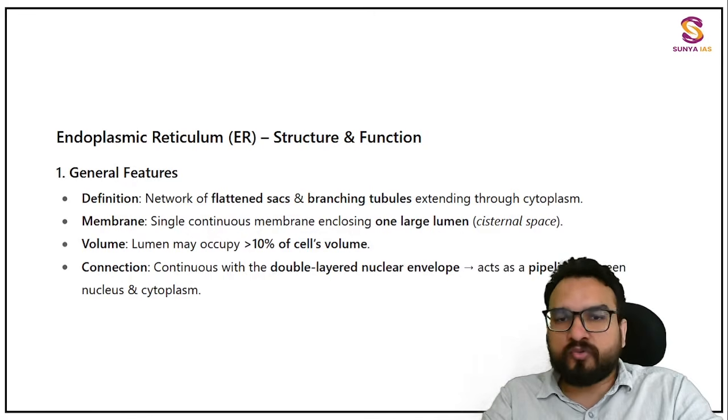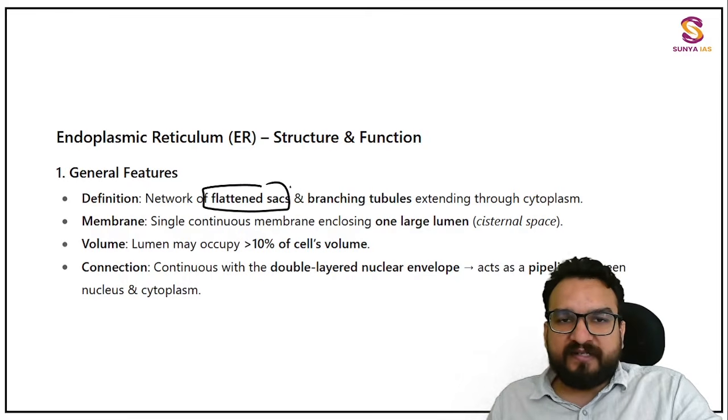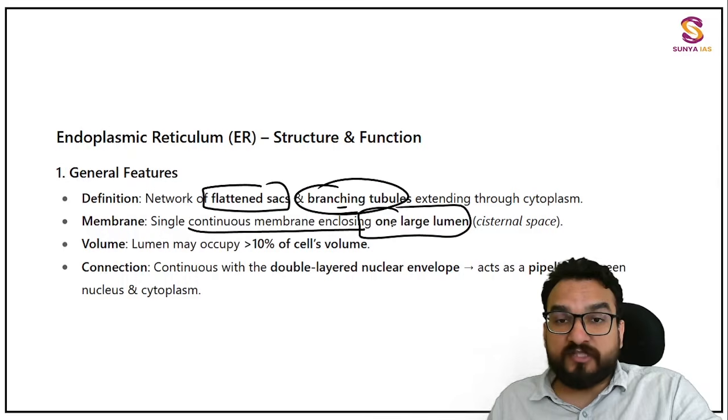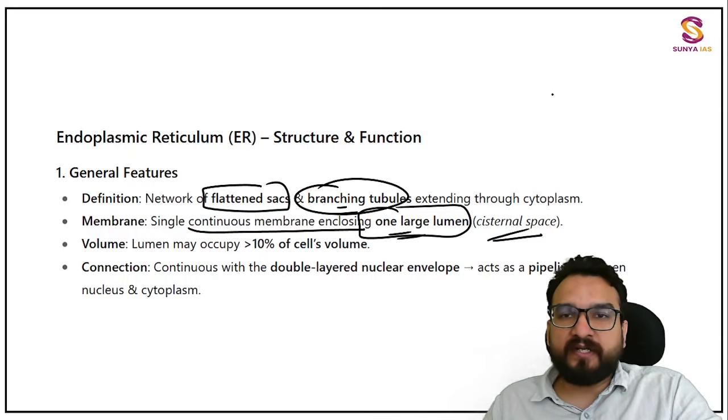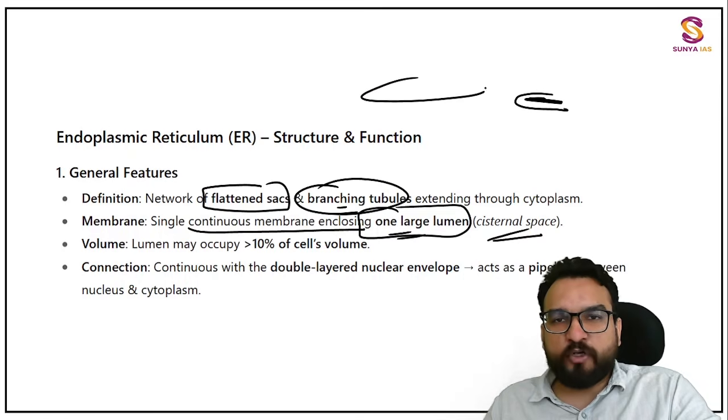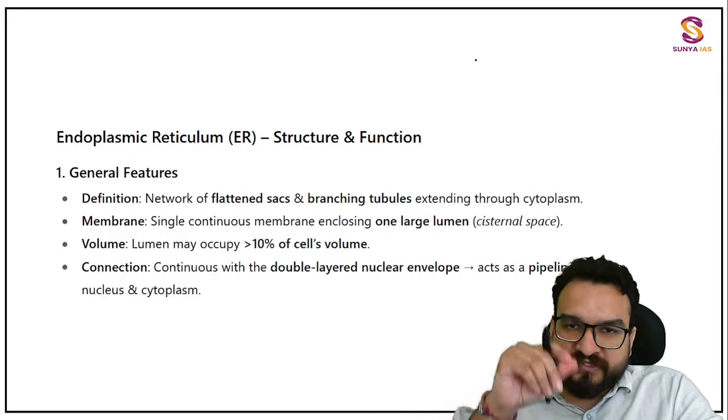Just give it a go through right now: it is a flattened disc, branching tubules, and the membrane is enclosing one large lumen, which we call the cisternal space. If you are showing this, what is inside it? Cisternal space. If thylakoid is there, what is inside it? Thylakoid lumen, right? So lumen is the compartment which is inside.